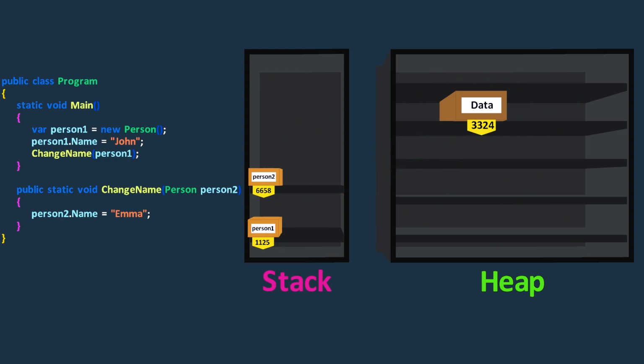It's important to understand this behavior in programming, as it helps you better understand how your program behaves.